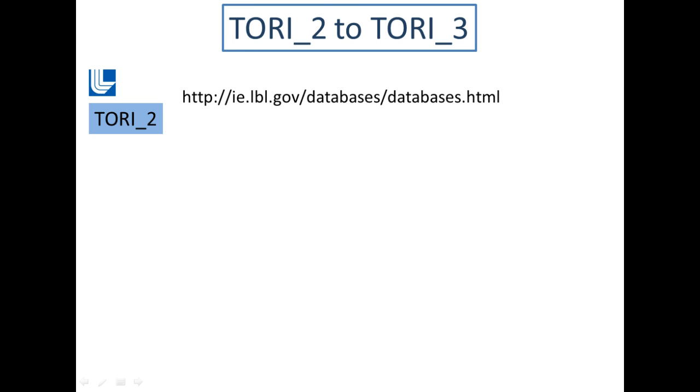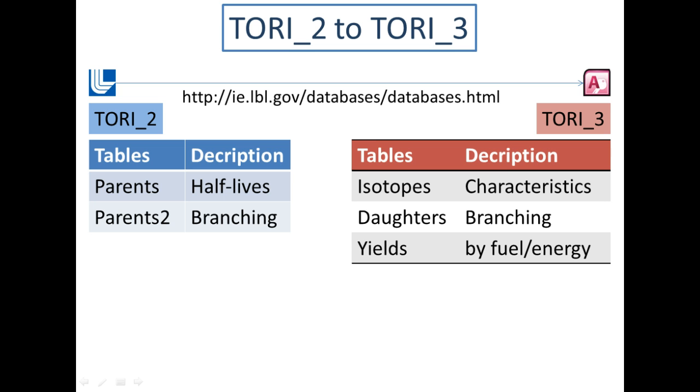The Tori2 database MDB file from Lawrence Livermore Lab can be loaded directly into Access. I don't need all of it, and it doesn't have all the data I need. The Tori2 isotope characteristics table, including half-life, is called Parents. I renamed it Isotopes. The Parents2 table describes the decay modes and branching ratios for each isotope. I renamed that Daughters. The initial fission yield data, which includes several fuels and neutron energy levels, is from Brookhaven.